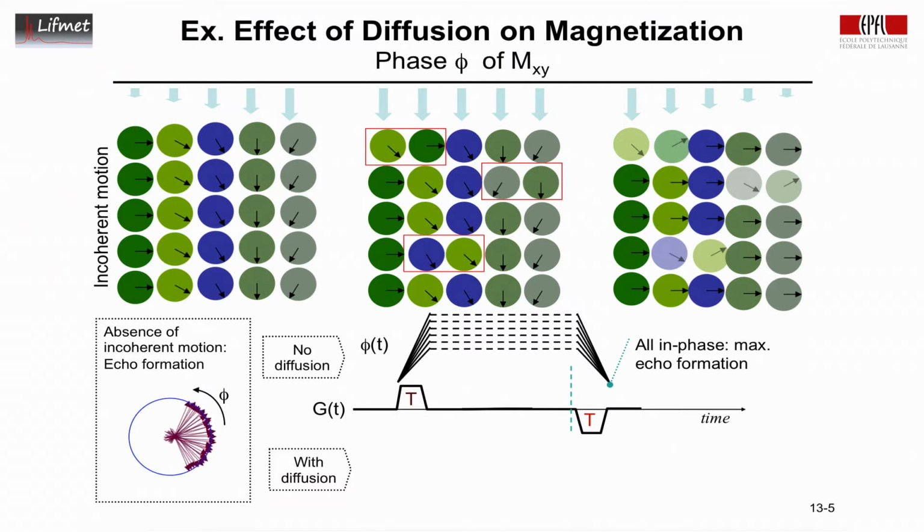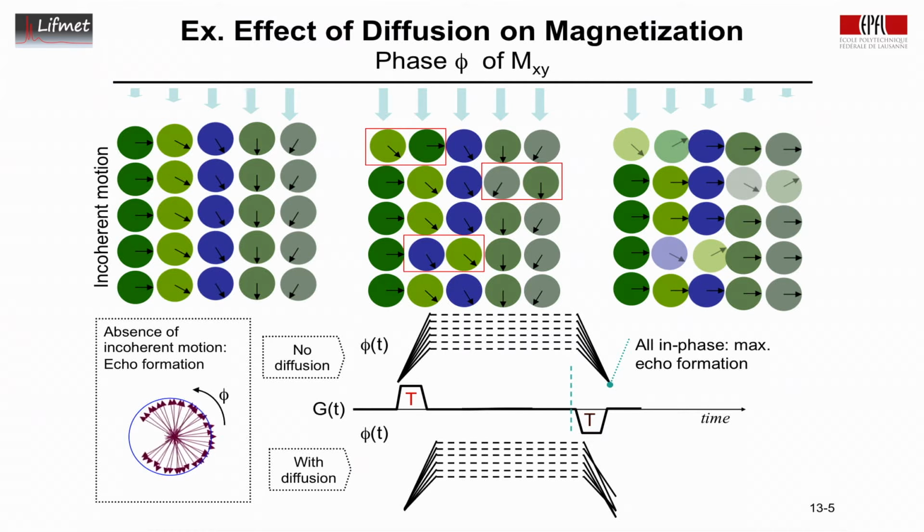So if I draw now this phase as a function of time with diffusion, we'll look at the phase with the build-up, and then when we go down with a negative gradient, the slope is no longer the same for all these 6 isochromats because they have exchanged positions. So we end up at the end of the second gradient with a phase dispersion that is no longer the same, and therefore, because they're not all in phase, we have a reduced echo amplitude. So this is the graphical, intuitive explanation of what happens during diffusion.